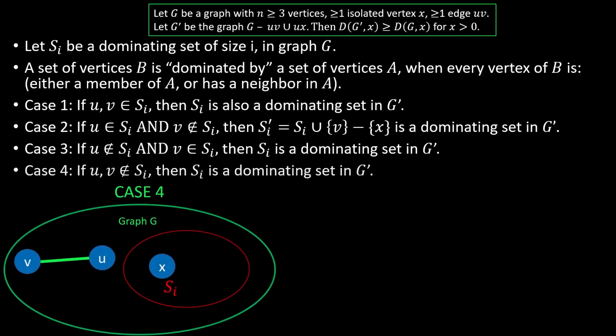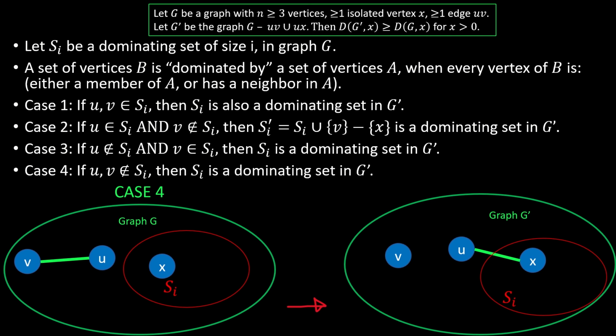Finally, case 4 is if neither u nor v are in S_i, then S_i is a dominating set in G prime. The reason for this is that by the fact that S_i was dominating in G, u and v must have been adjacent to some other vertex or vertices in S_i, meaning they're still dominated by S_i in G prime. Also, our operation does not change the domination status of the other vertices in the graph, so S_i is still a dominating set in G prime.